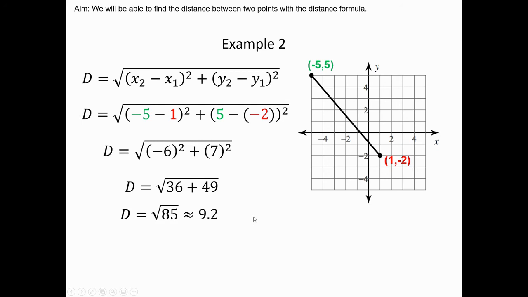So if you think about it, it's not that bad, right? We did -5 minus 1, 5 minus -2. We squared a 6 and a 7. We add these two numbers up. We square rooted it. It's not bad in individual parts. It's just you have to get used to dealing with this formula and putting in these numbers one by one.